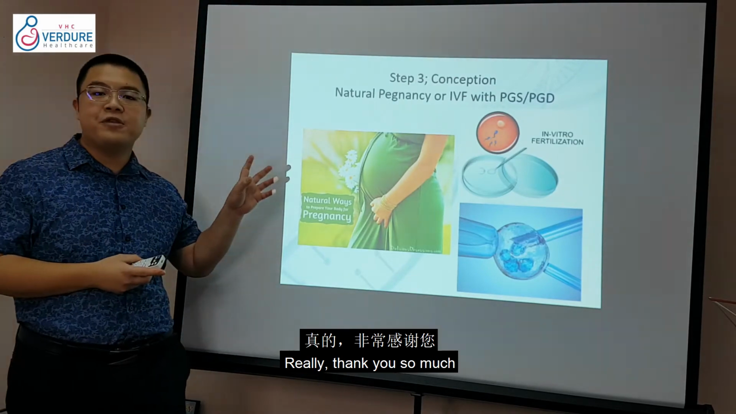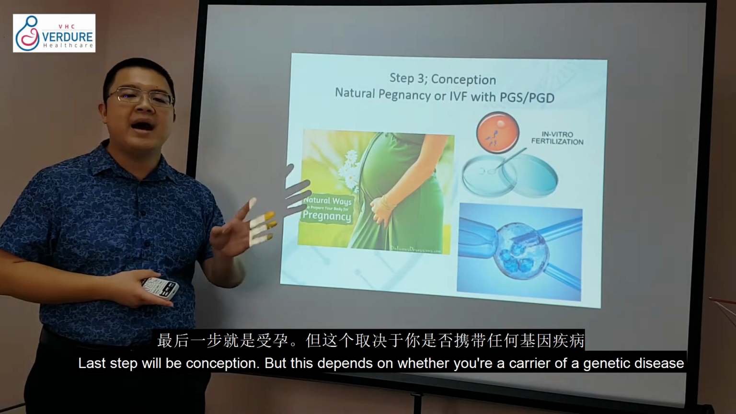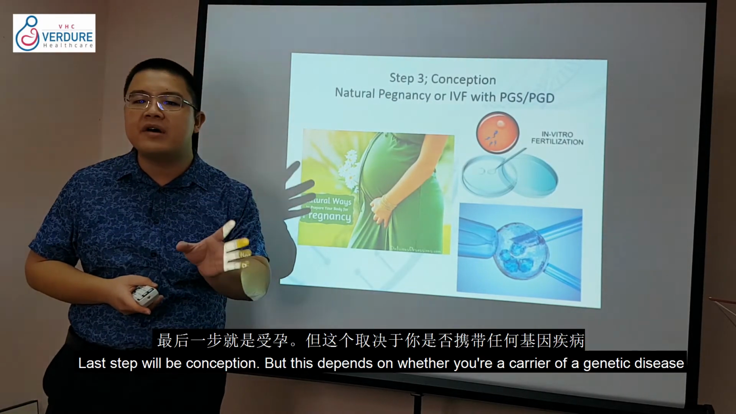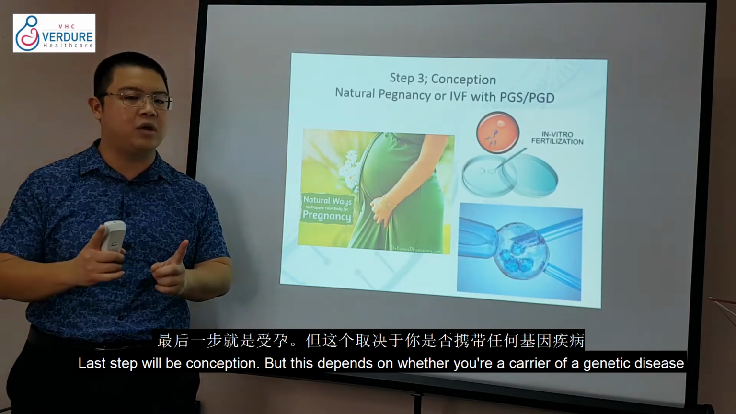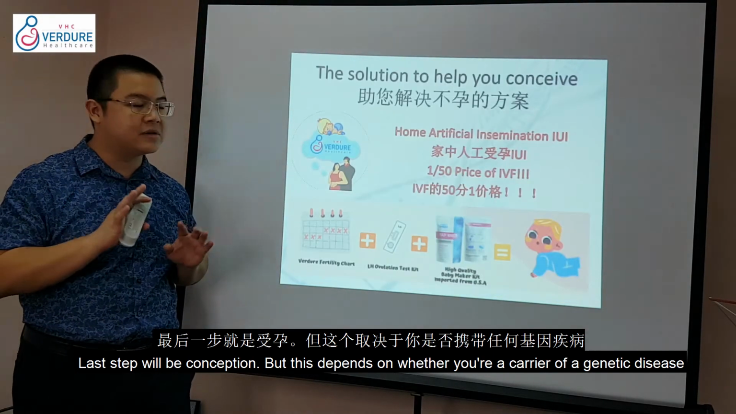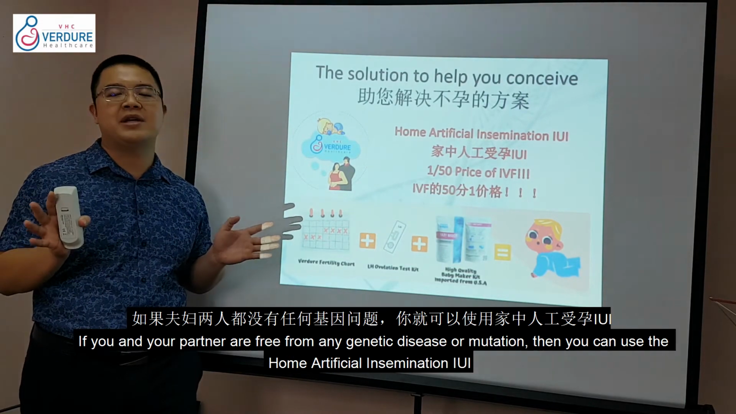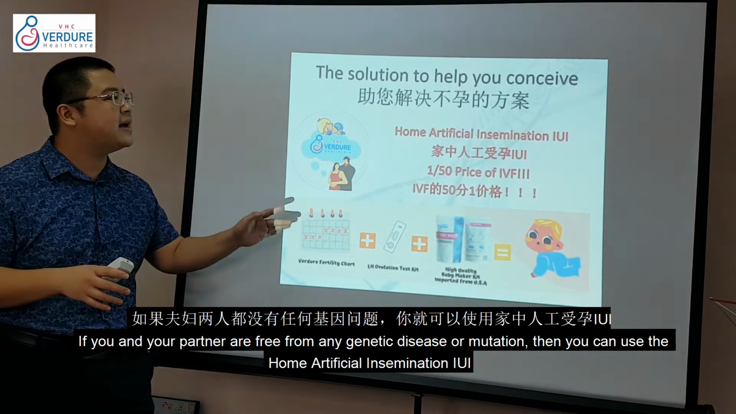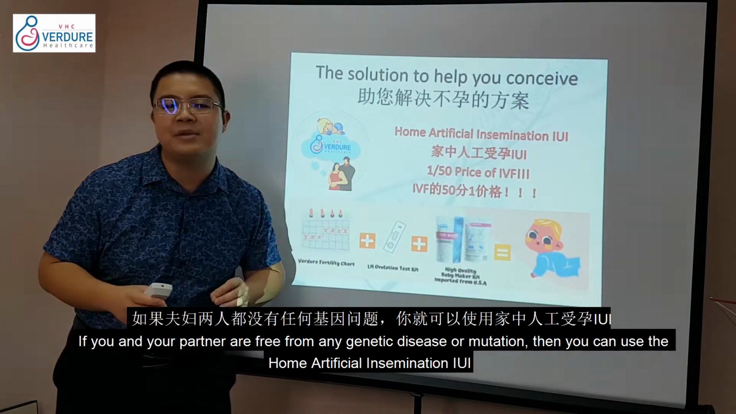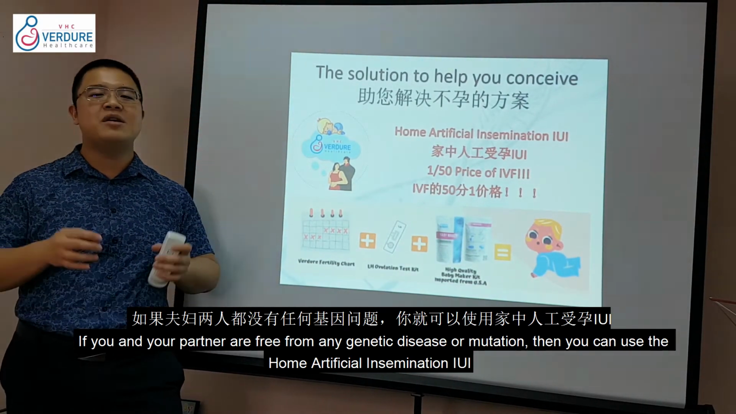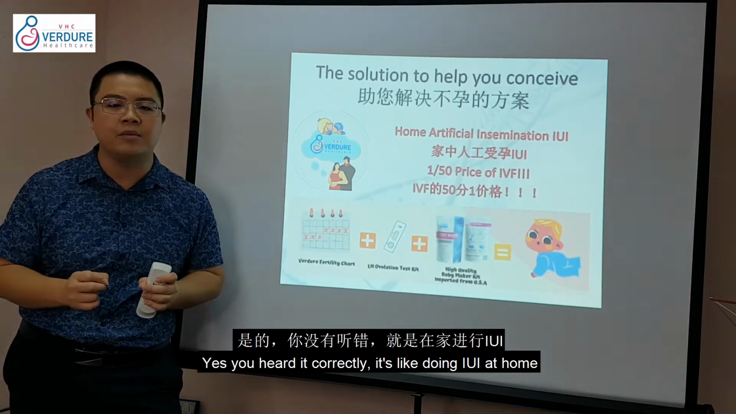Okay, step 3 would be to literally get pregnant. But it really depends on whether or not you have a genetic mutation being carried. The more ideal result would be that there's no genetic mutation at all. In that case, the solution to help you would be the home artificial insemination IUI. Yes, you have heard it correctly. It is like doing IUI at home.